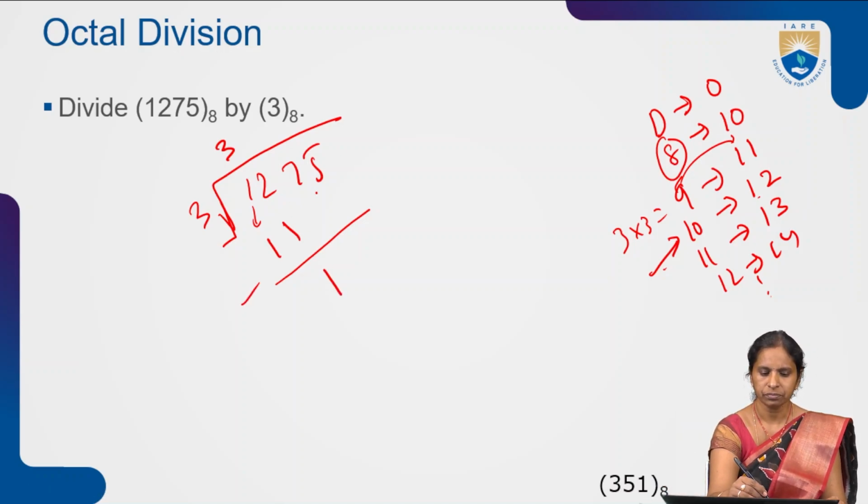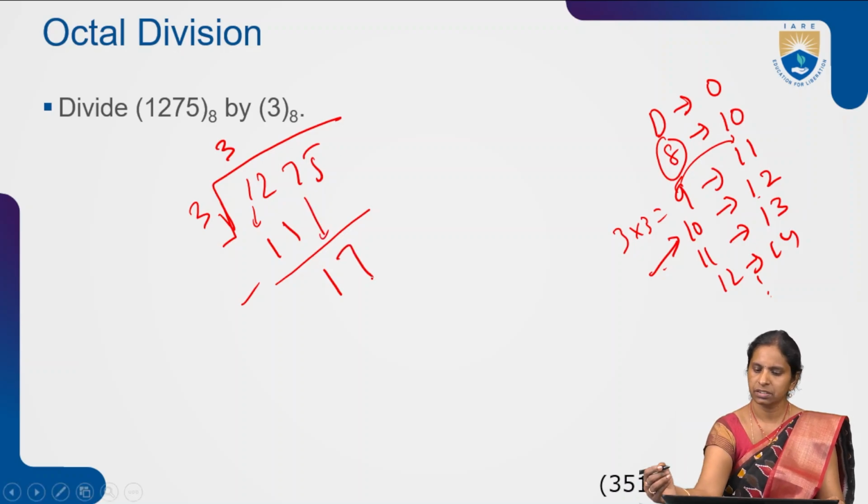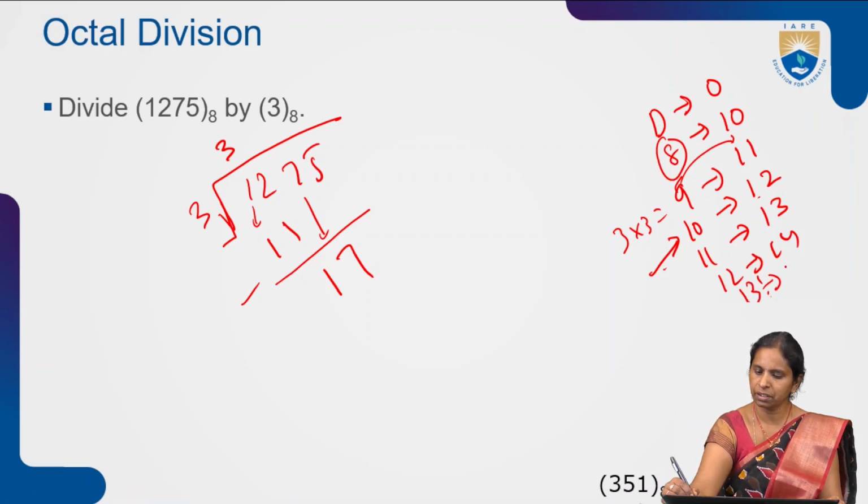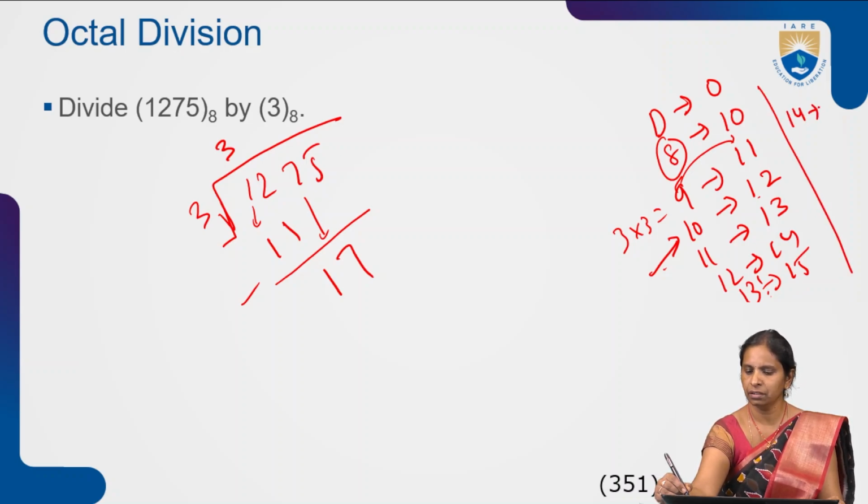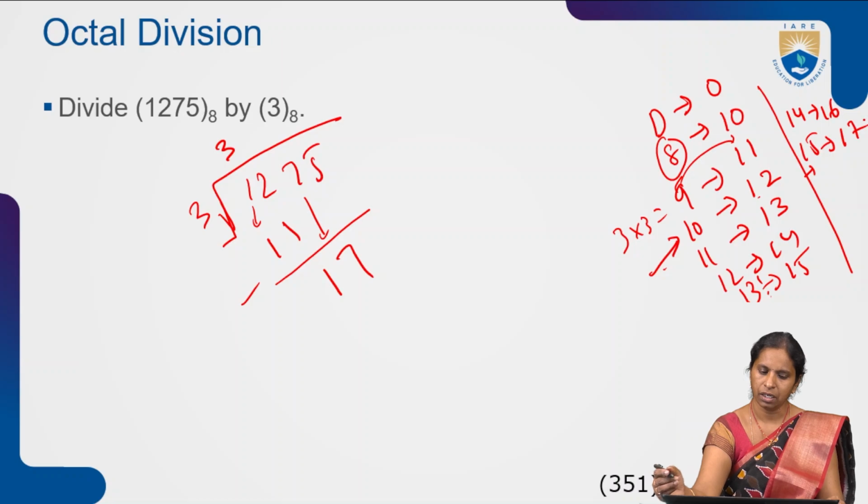After that, bring this 7 here. 17 you got here. Then which table are you going to use here? So 3 5s are 15. So 13 is nothing but 15 here. And similarly, 14 in decimal is nothing but 16. And 15 in decimal is, in the octal, nothing but 17. And what do you want here? 17.